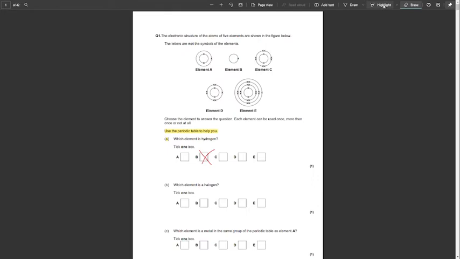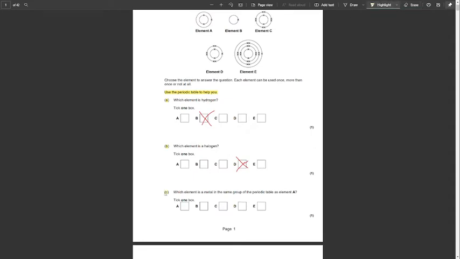Which element is a halogen? So question B. We know that a halogen is group 7. So that means that it has 7 electrons in the outer shell. So it can't be A, can't be B, can't be C, it can't be E, so it must be D. So we're going to cross D. Even if you know nothing about any of the other ones, you can still make an informed guess, looking at things that the exam has given you.